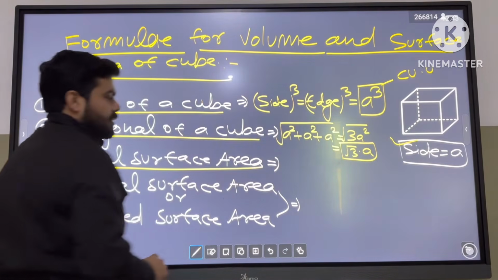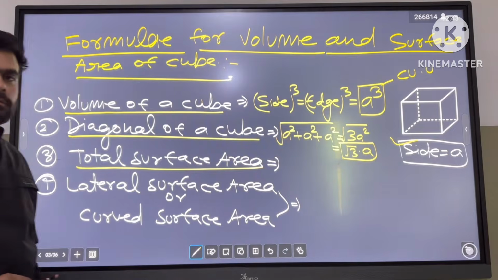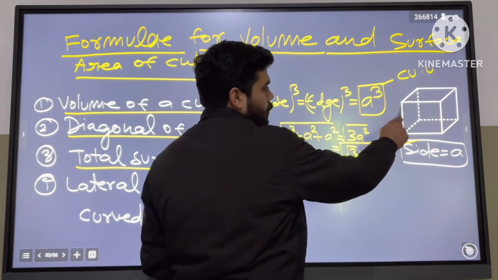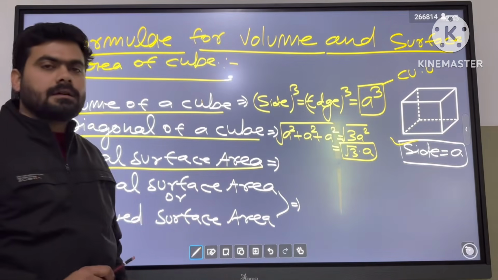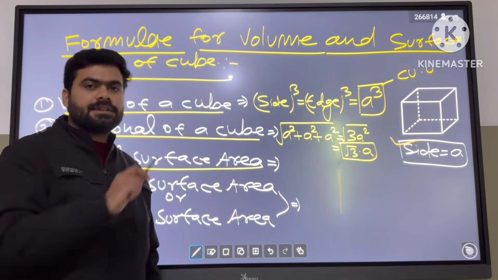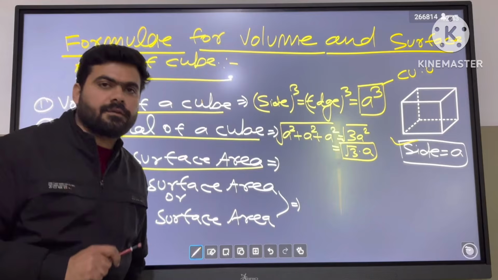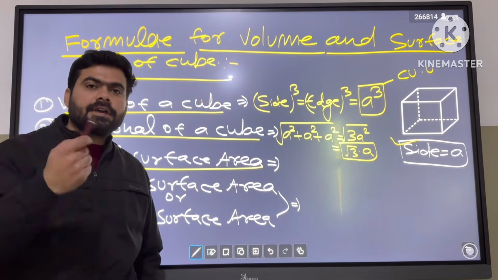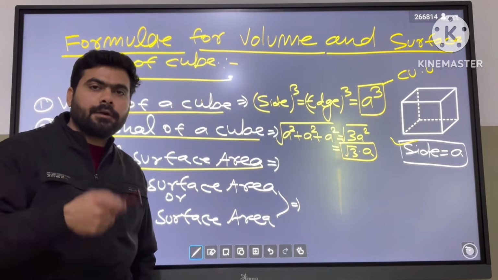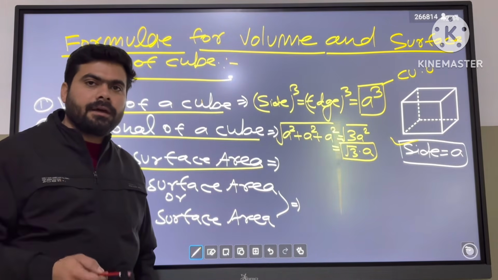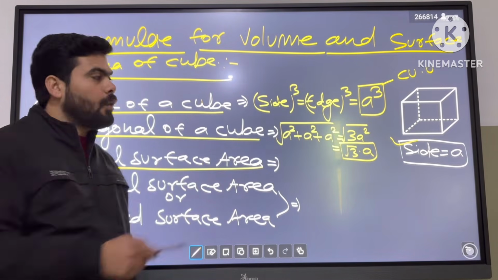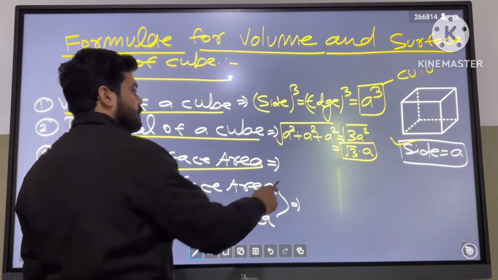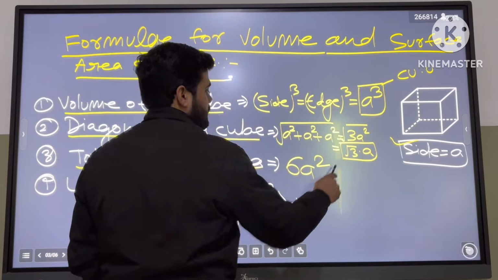Third formula, total surface area. A cube has 6 square faces. What is the area of one square face? What is the area of a square? Side into side, so a into a, a square. So how many faces? 6 faces. So 6 into a square is equal to 6a square.